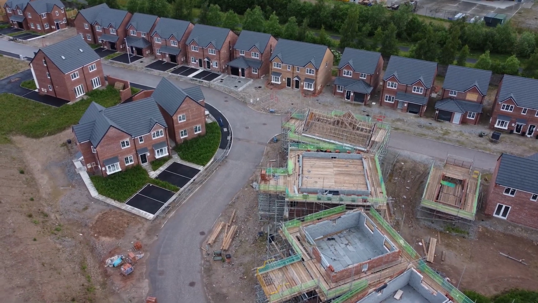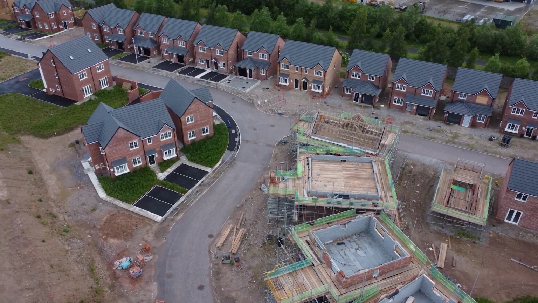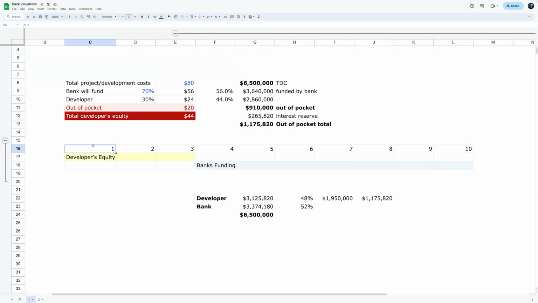Before you go, there is one more thing that you need to know. Let me explain. When you're developing and you are required to put equity into the project, the way it works is this. For example, let's say it's going to take 10 months for the construction to complete. For the first 3 months, for any funding that is required, the bank will force the developer to put their money into the project first.